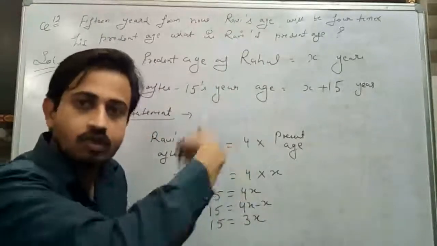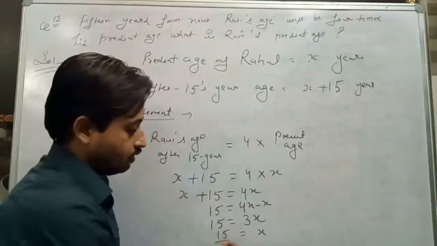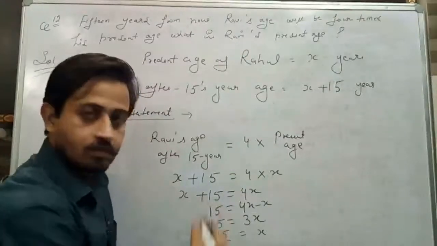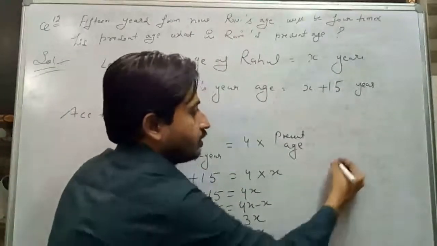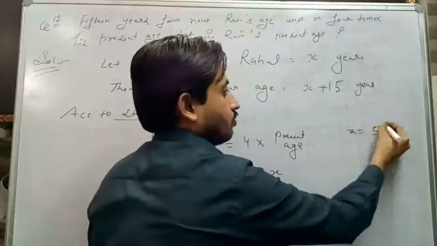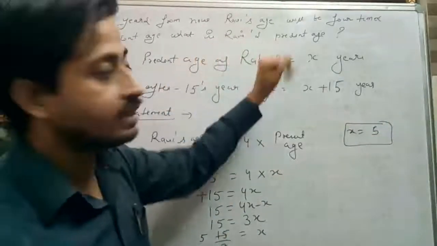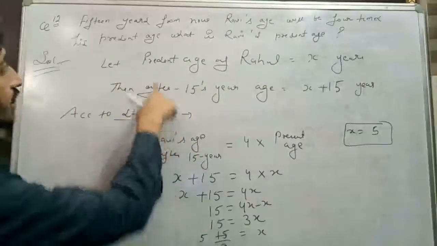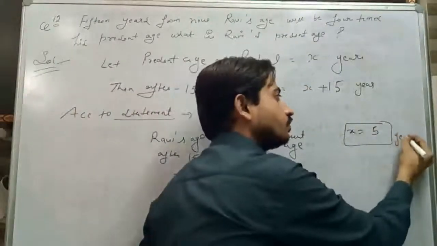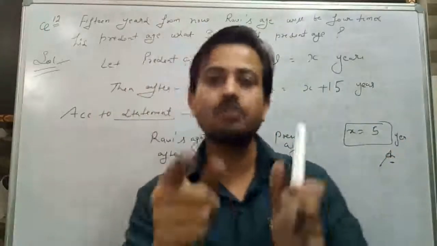Now take 3 to the left hand side. It goes to the denominator. 3 fives are 15. So we get x is equal to 5. Then the question asks, what is the present age? And we assumed the present age of Rahul is x. So the answer is this. This is your final answer. So please make a note first.